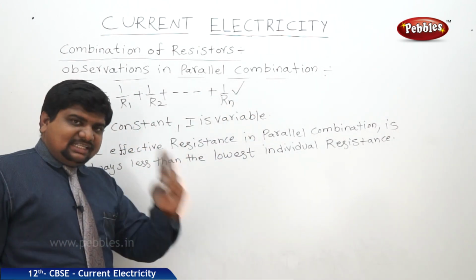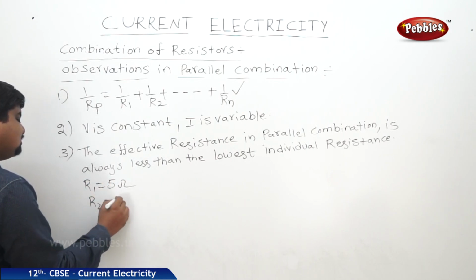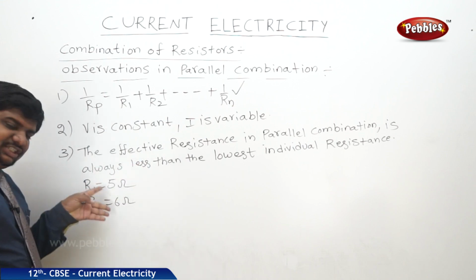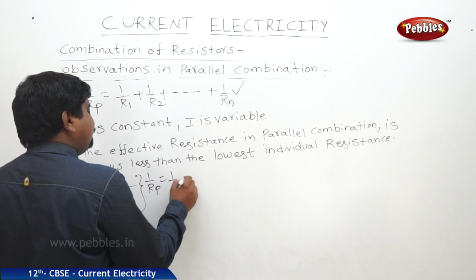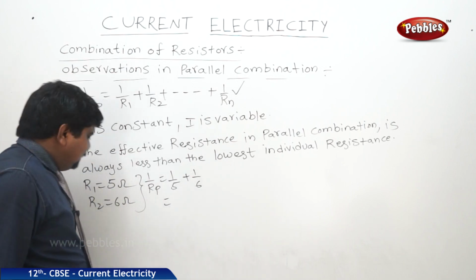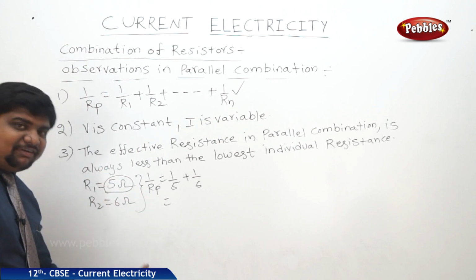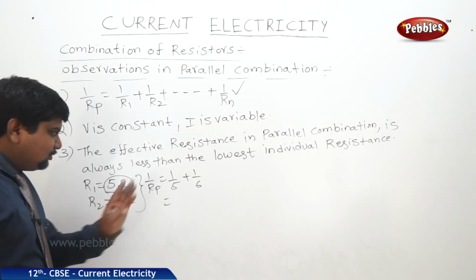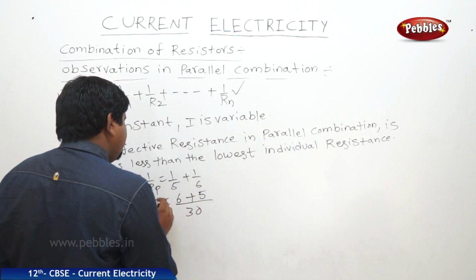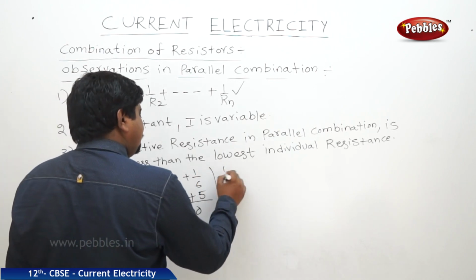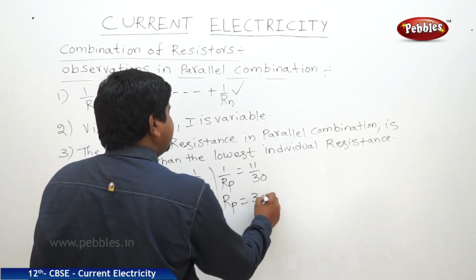For this purpose, let me take two examples. Let us take R1 is equal to some 5 ohms, R2 is equal to some 6 ohms. I have grouped these two resistors in parallel combination. With respect to this, 1 by Rp is equal to 1 by 5 plus 1 by 6. Among 5 and 6, which is the least? 5 ohms. We should get the answer less than 5 ohms always in this combination. So, listen. What is the LCM for 5 and 6? 30. It is 6 plus 5, 1 by Rp. Therefore, 1 by Rp is equal to 11 by 30. Rp is equal to 30 by 11.